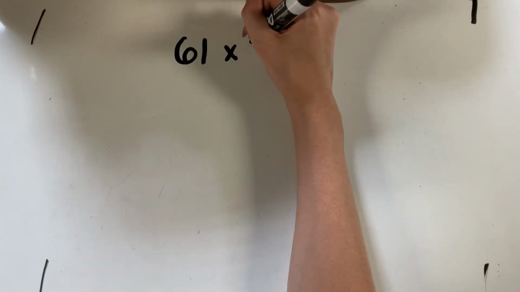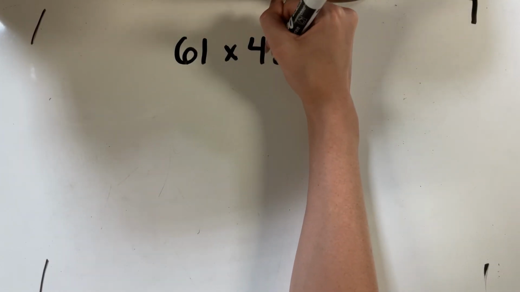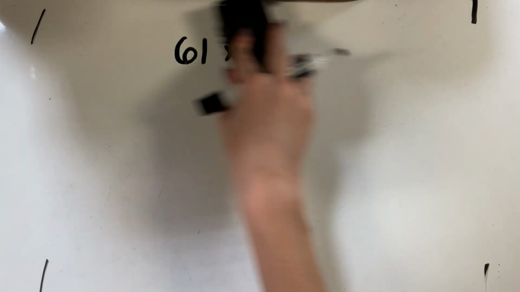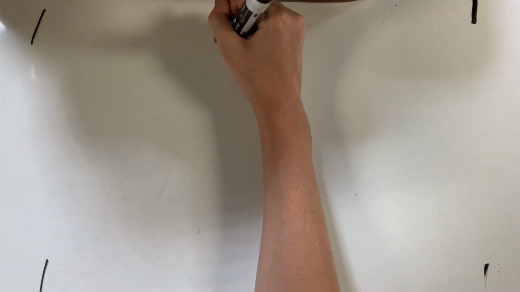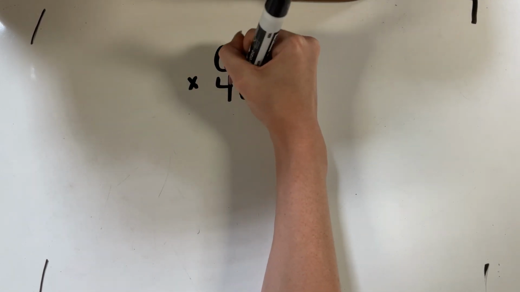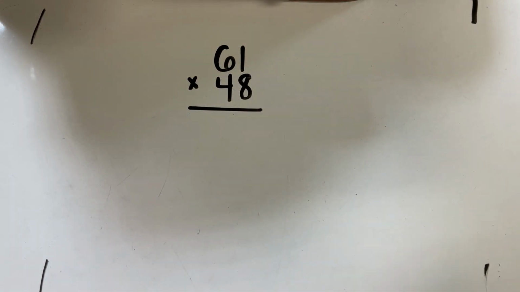61 times 48. We're going to start off by lining these up vertically. 61 times 48. It doesn't matter which one's on top in multiplication, just in subtraction. All right, remember that our first step is to write out these numbers in their expanded form.